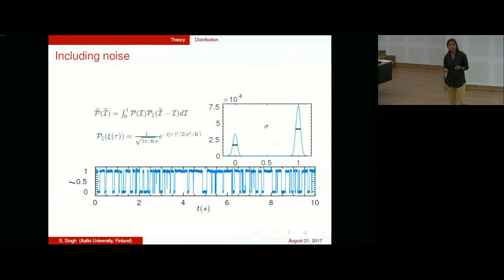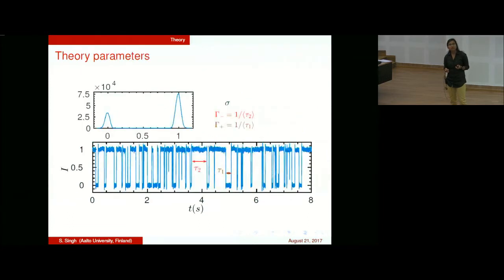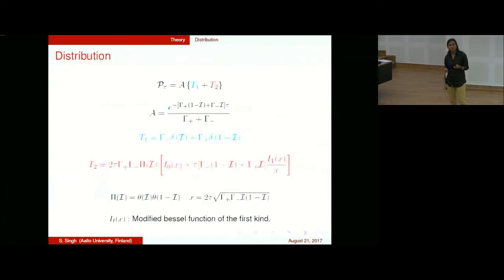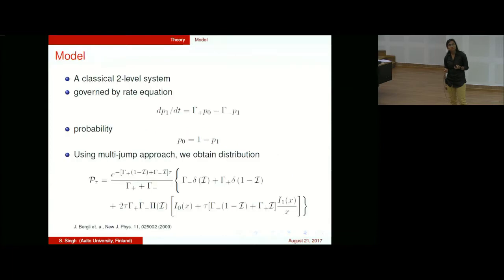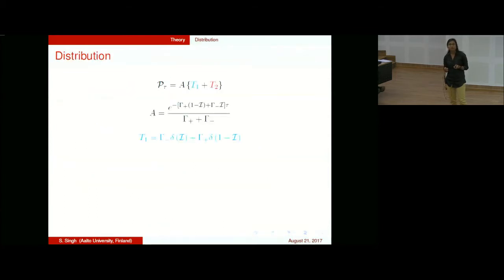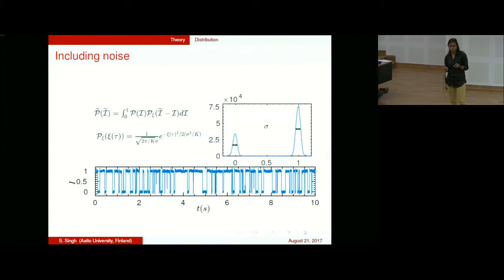For this theory equation, all we need is the gammas. I is the x-axis parameter, and tau is the averaging time we are using. And after incorporating the noise, we need the sigma to be there as well.